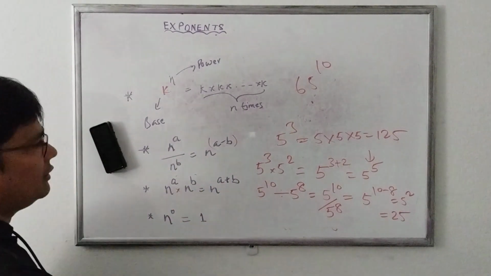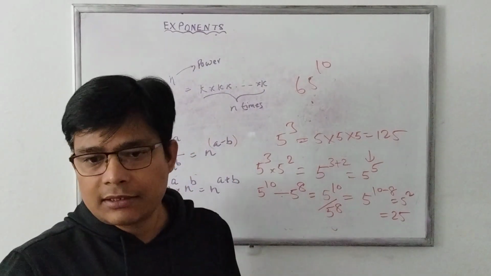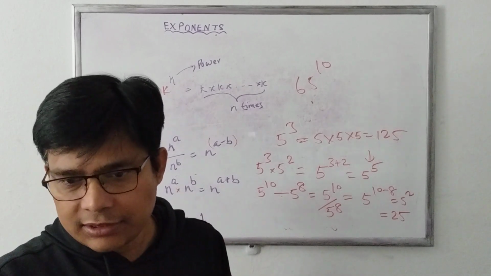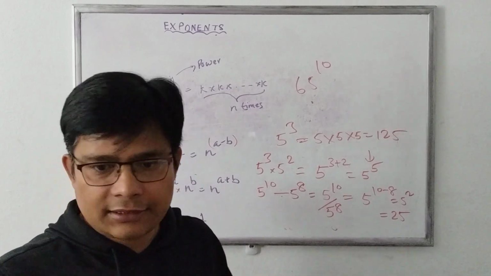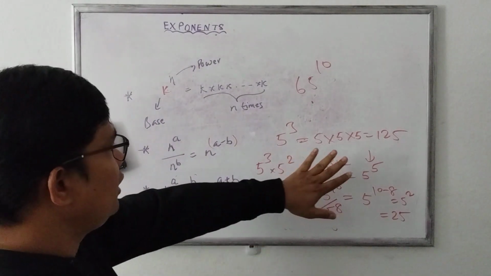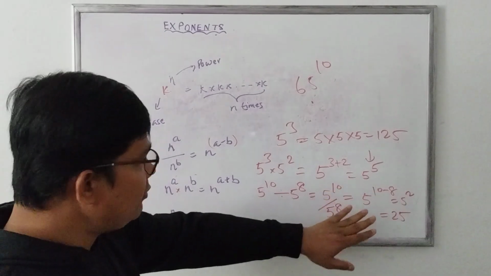So remember, if you have base 10, what do you do? Just find the exponent and the answer will be 1 and that many zeros. And for other numbers, if you are not asked to find the final answer, leave it in the exponent form.